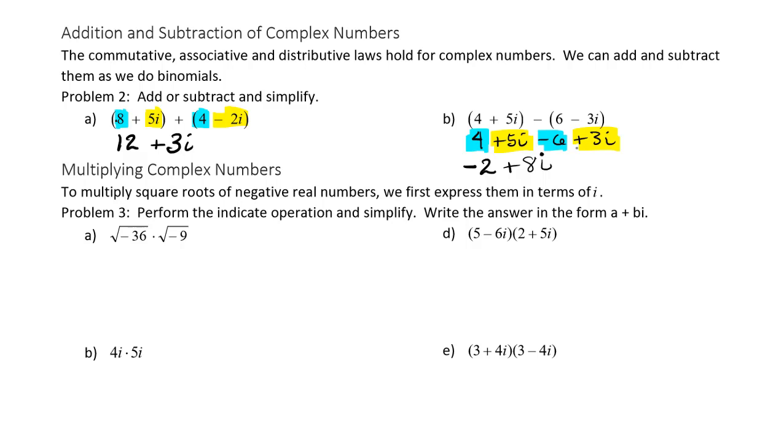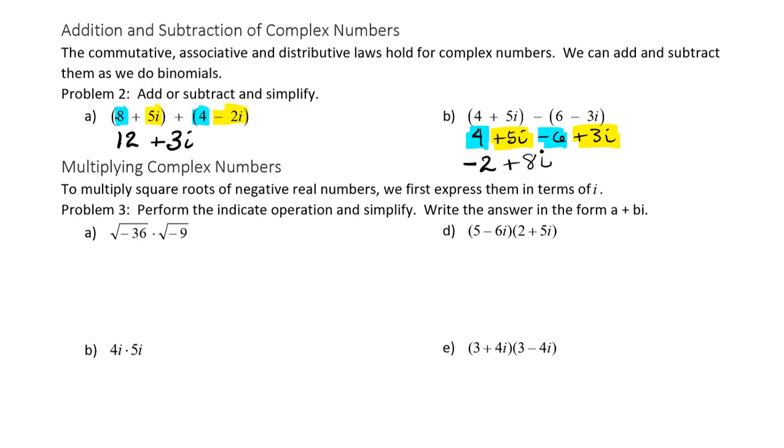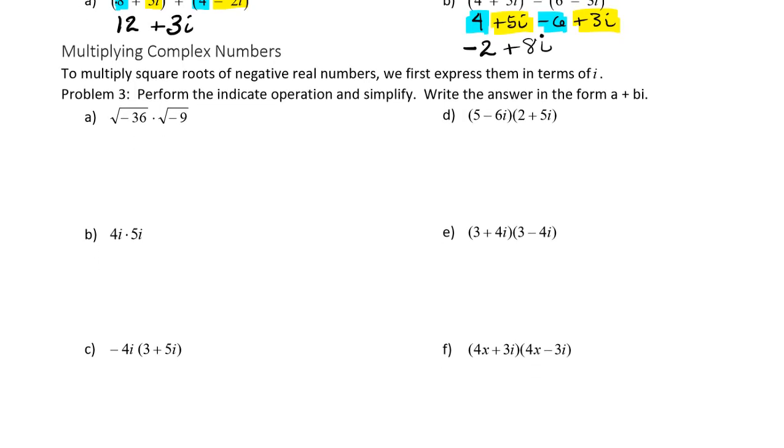Now let's look at multiplying complex numbers. To multiply square roots of negative real numbers, we first express them in terms of i. So in this exercise 3, we have quite a few examples. Perform the indicated operation and simplify. Write the answer in the form a plus bi. Now if you think you know how you're going to attack these, go right ahead and just pause the video. I'll work them out here in just a second.